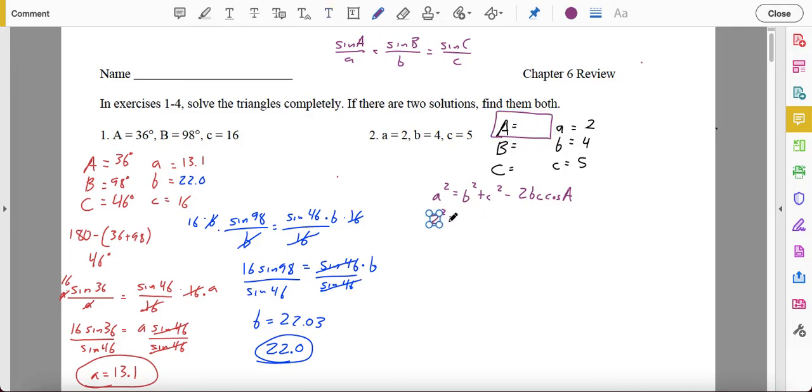We got 2 squared equals 4 squared plus 5 squared minus 2 times 4 times 5 times the cosine of angle A. So 4 equals 16 plus 25 minus 2 times 4 times 5, that's 8 times 5, which is 40, cosine A. So now, notice a mistake people commonly make is they'll combine the 16, the 25, and the 40 here.